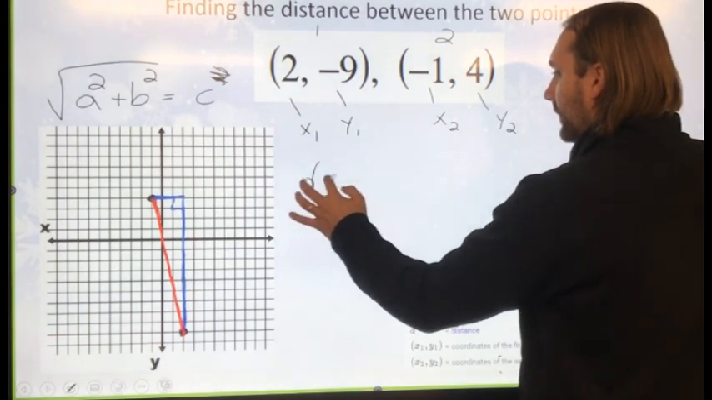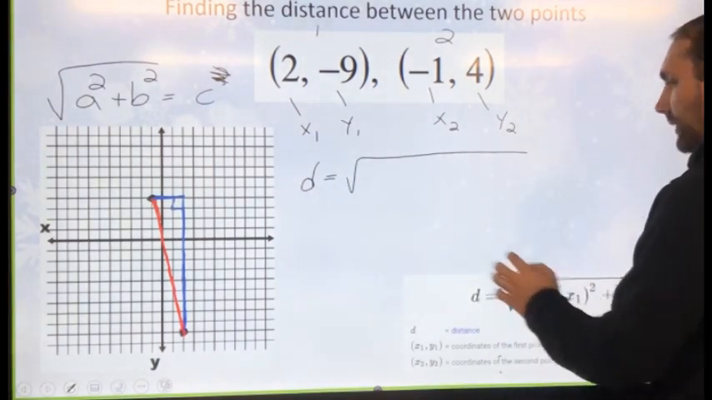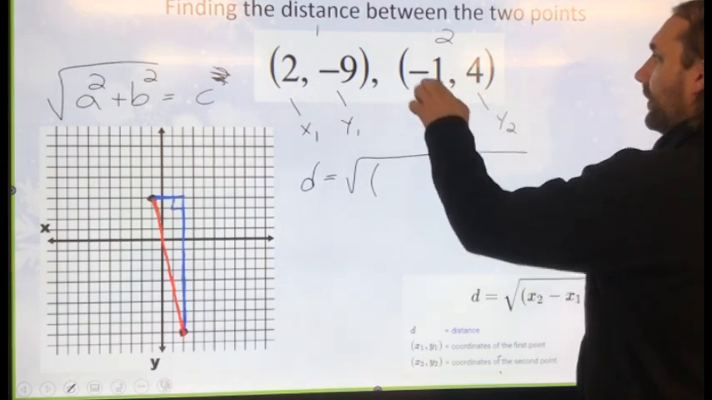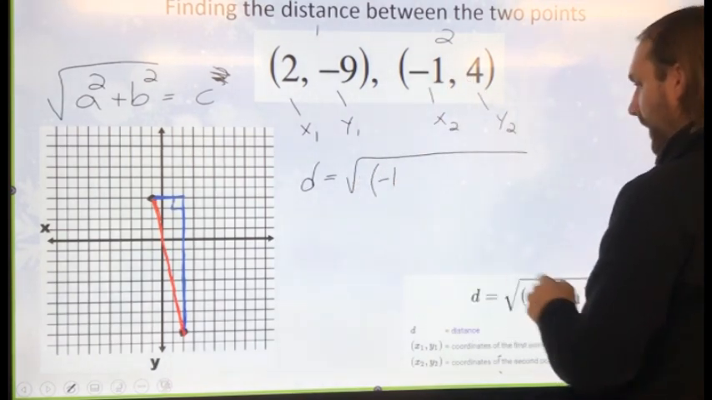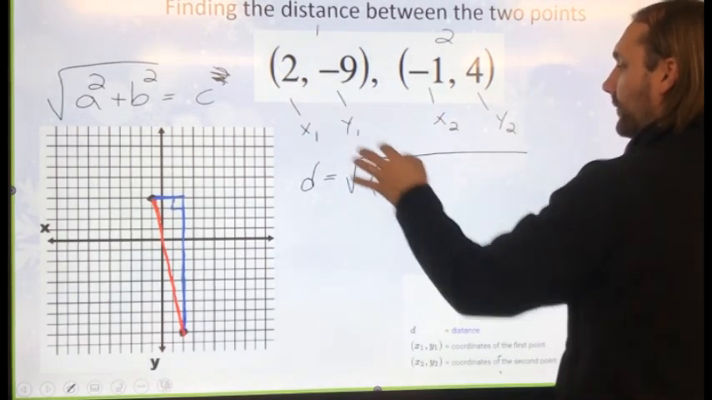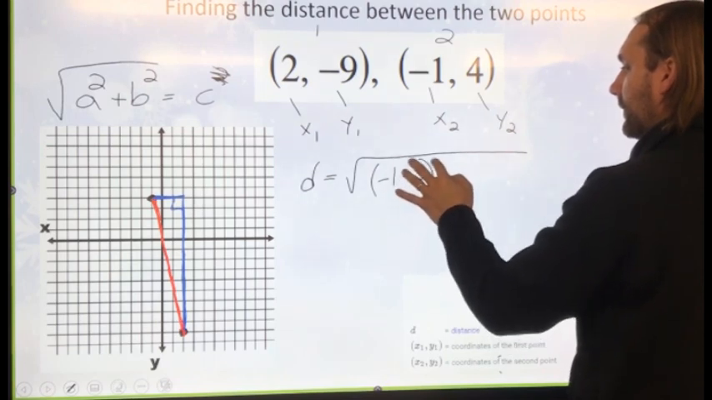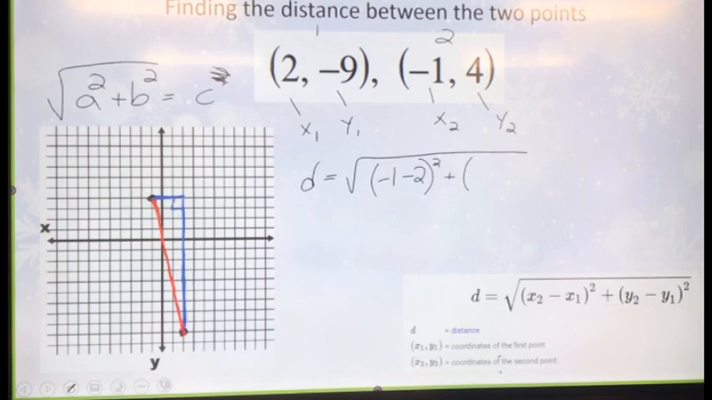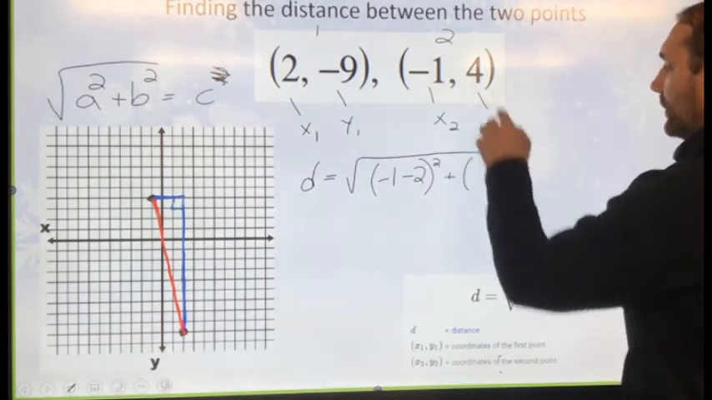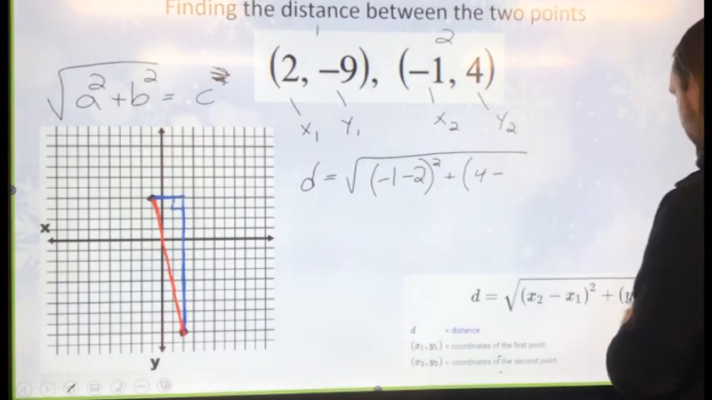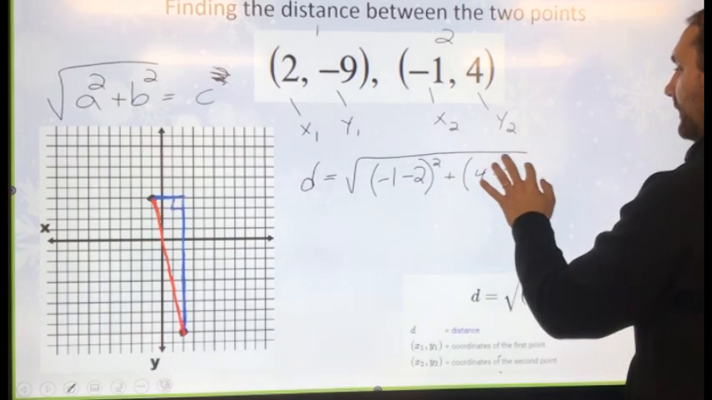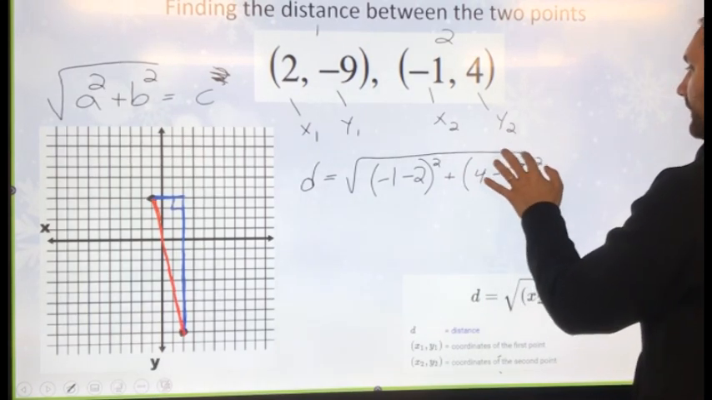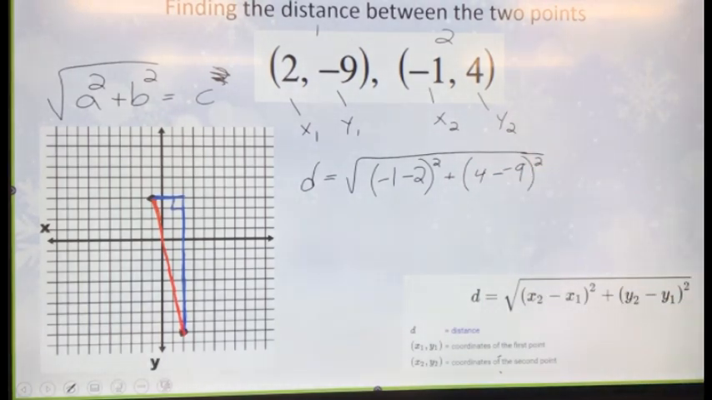D equals square root of x2, so -1, minus x1, 2, squared, plus y2, which is 4, minus y1, which is -9, squared. Now I just need to do the math to find d.